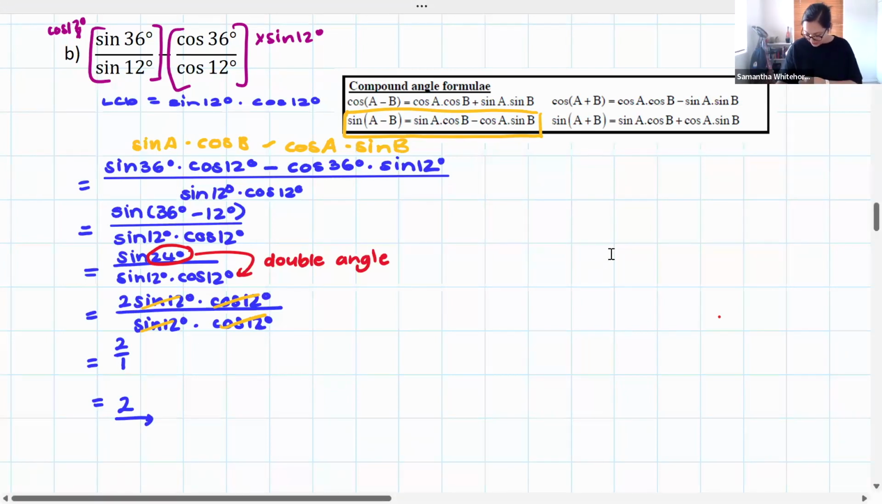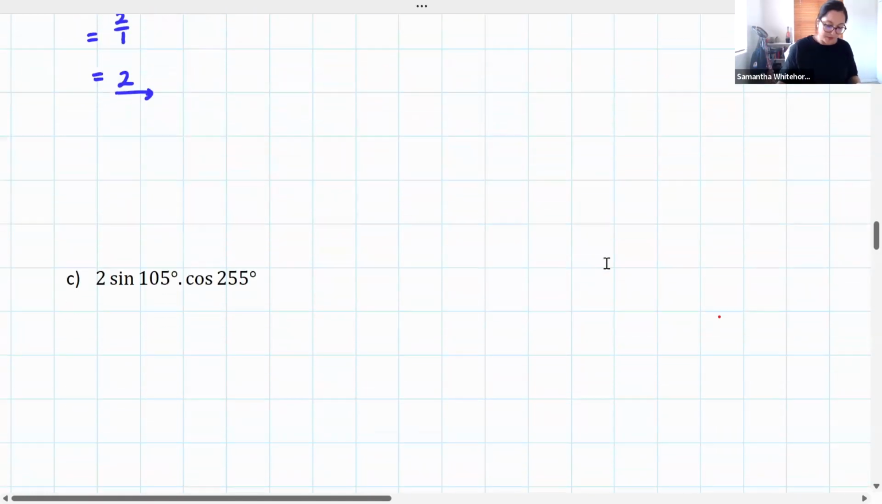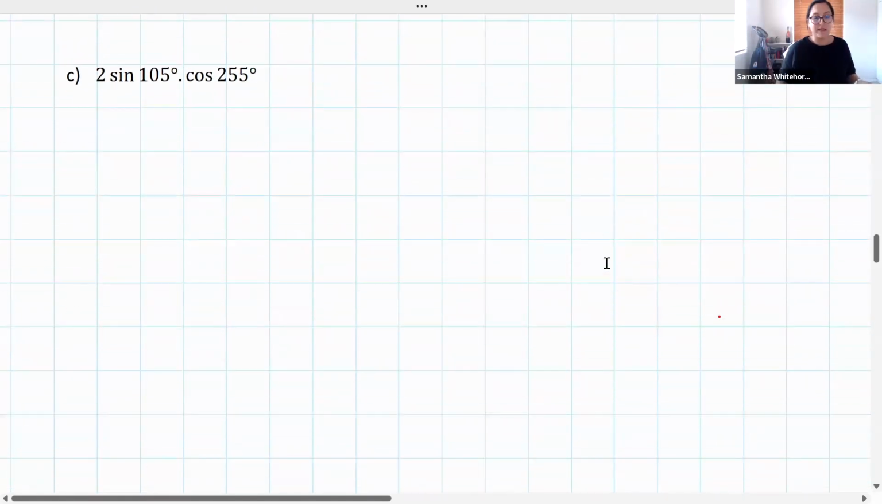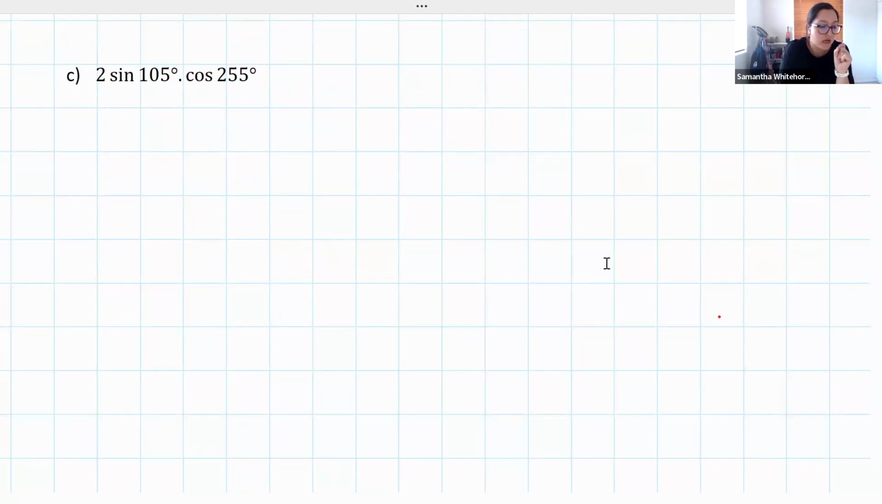Right, let's have a look at example C. Now, example C might look quite easy, and it looks very similar to the example we started with. But the example we started with was 2 sine 75 cos 75. The situation that we have here is 2 sine 105 cos 255. That's a problem. Those angles are not the same. It's not a double angle, so I can't just go and apply my double angle formula.